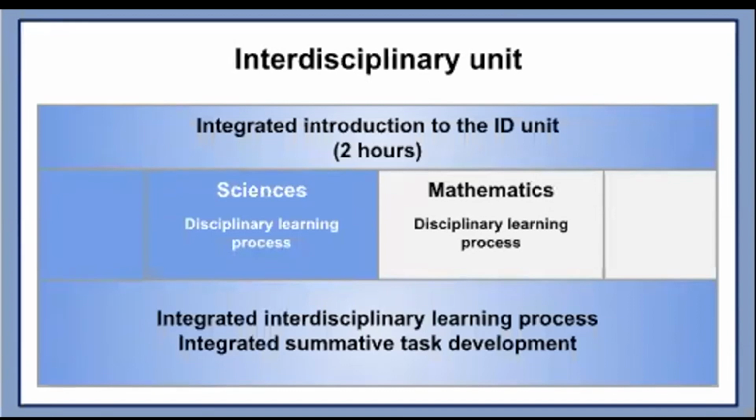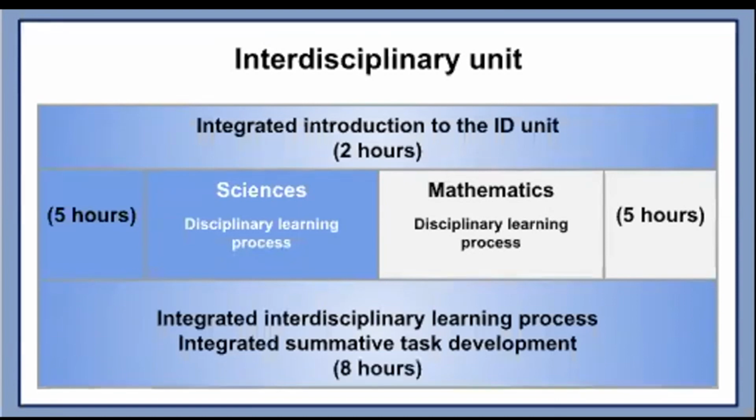During the unit, there might be a 2-hour integrated introduction to the unit, perhaps with the students from both classes combined in an open block period, or with 1 hour each in separate class periods. Then there might be 10 hours total of disciplinary learning, 5 hours in each course. And then possibly 8 hours of integrated learning and summative task development. So which parts of this unit timeframe can be counted for each subject?